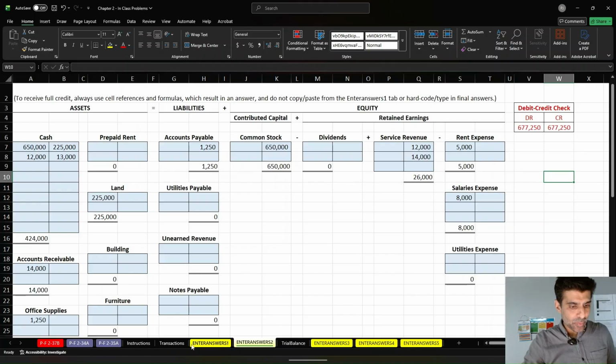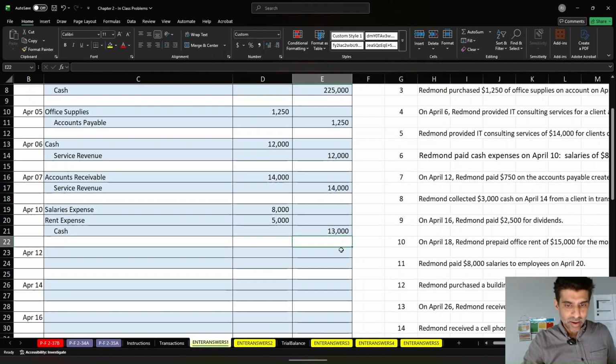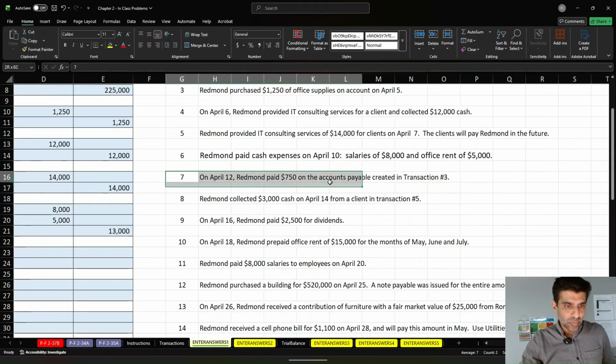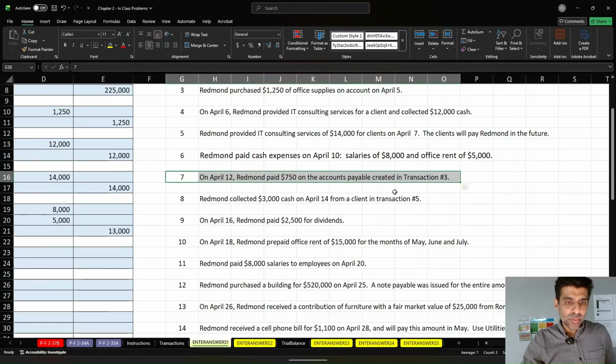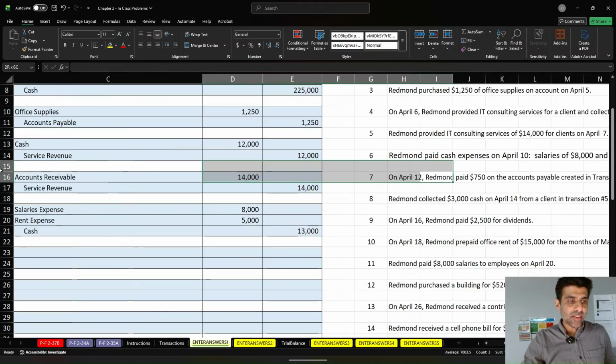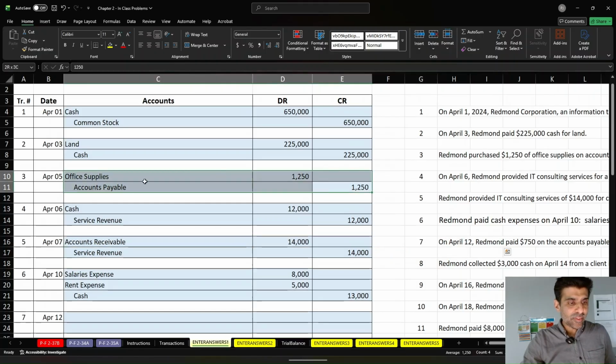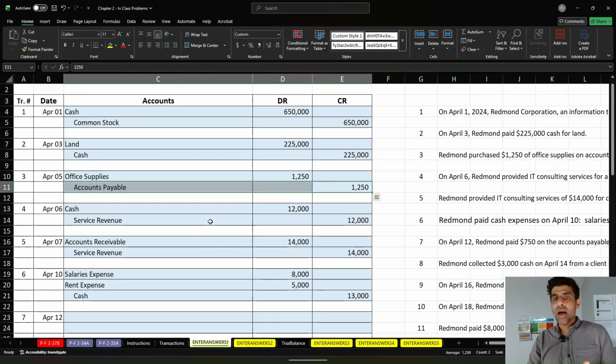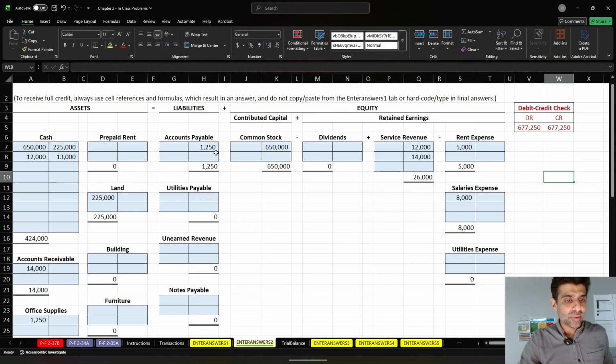Okay, so I think we're caught up with the posting for all of these. So let's see. This one, transaction 7. So we paid $750 on the accounts payable created. Okay, so in transaction 3, we have this accounts payable. This is the amount that we owe. Okay, we're now going to pay off some of that. Okay, so I'm actually going to do it a little backwards just to illustrate my point. So this 1,250. What should it be after I make $750 payment? What should the balance be? How much would I owe?